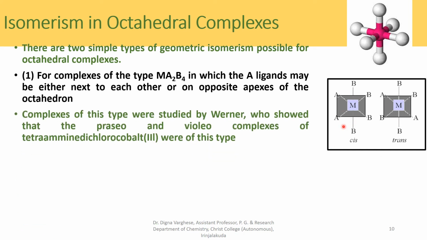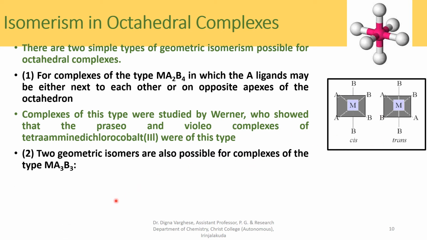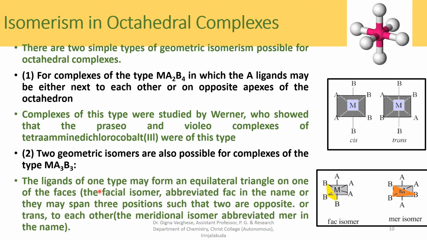Complexes of this type were studied by Werner, who showed that the praseo and violeo complexes of tetraamminedichlorocobalt(III) were of this type. Okay. Two geometric isomers are also possible for complexes of the type Ma3B3. Here the ligands of one type may form an equilateral triangle. You can see here, in the case of Ma3B3, 3 A ligands and 3 B ligands. Okay, that means 3 of the ligands are the same and the other 3 are the same.